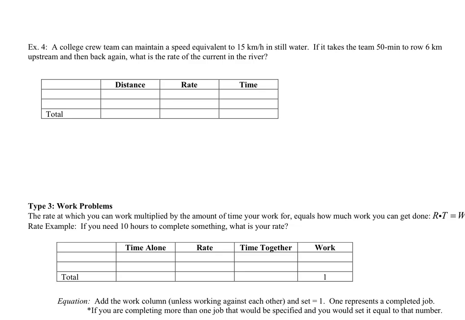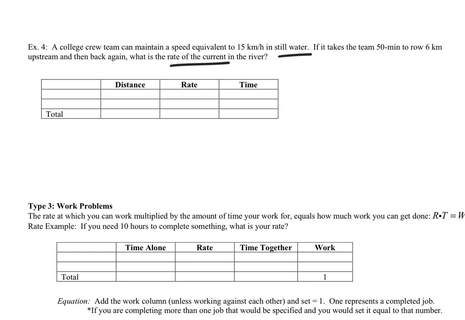So in this example, unlike the first one, you're going to see that we're talking about still water, but we're also going to be looking for the rate of the current. So we're going to have to solve for what is the speed of the water. The water is not standing still.